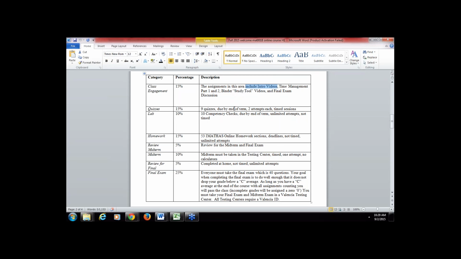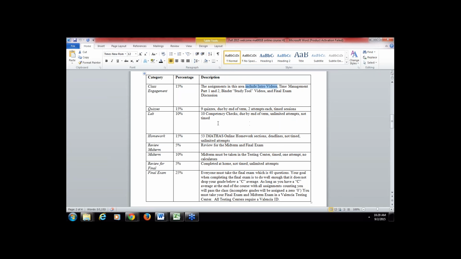There are 9 quizzes that are due at the end of the semester. Okay, so I lied earlier. Earlier I said they had deadlines. The quizzes are due at the end of the semester, 2 attempts each, and they're timed. So keep in mind, once you start a quiz, make sure you have enough time to finish it, because once you submit it, that's it. You've got one more chance left. If you start it and the rice starts burning and you go check the rice and the time runs out, that's it. 2 attempts. So do not hit start unless you have enough time to finish them.